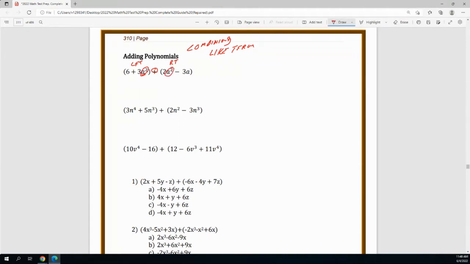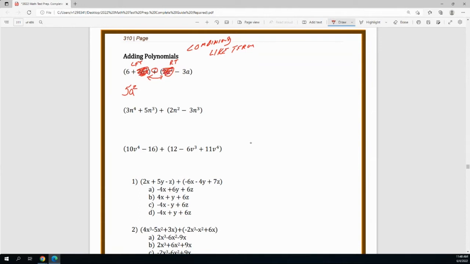So are these two like terms? And hopefully you would say, yeah, those are the same. Can I add them? And hopefully you say yes. So they can combine to make 5a squared. Now, those have been combined. They are no longer here.